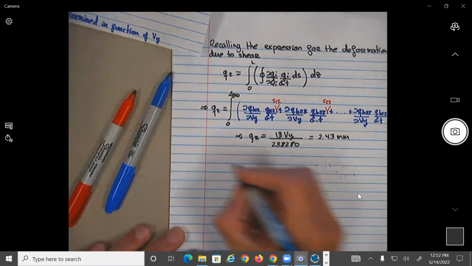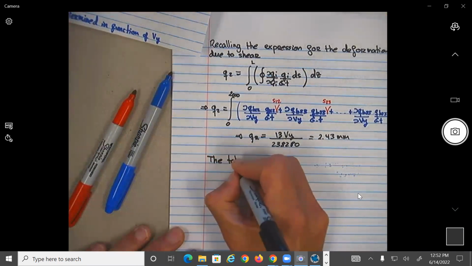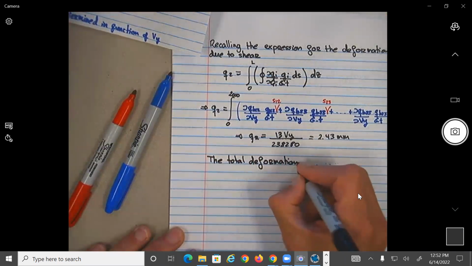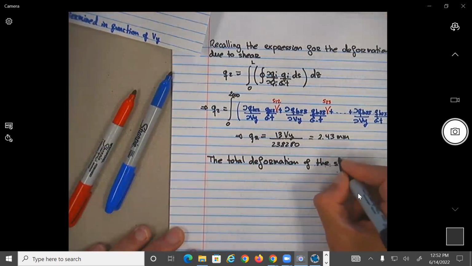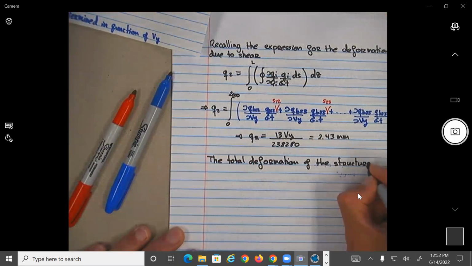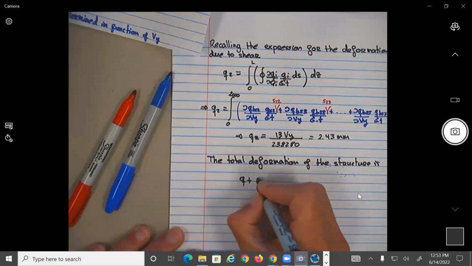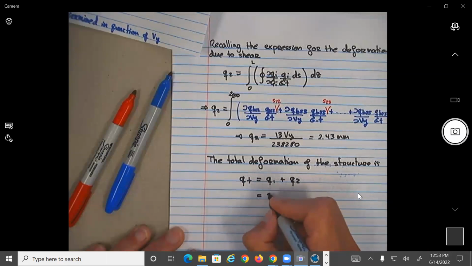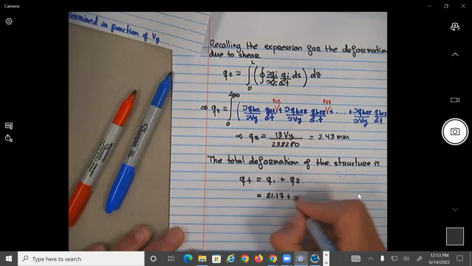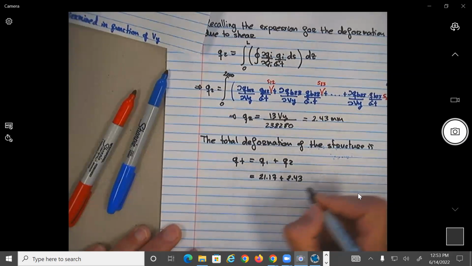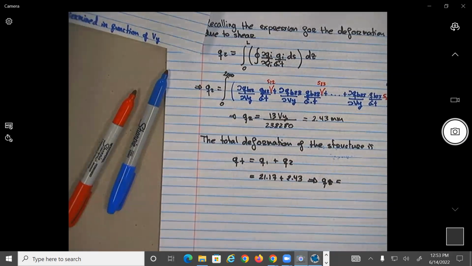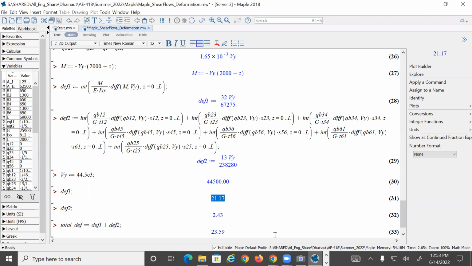So the total deformation of the structure or wing box is Q total equal to Q1 plus Q2, so equal to 21.17 plus 2.43. Q total equal to 23.59.